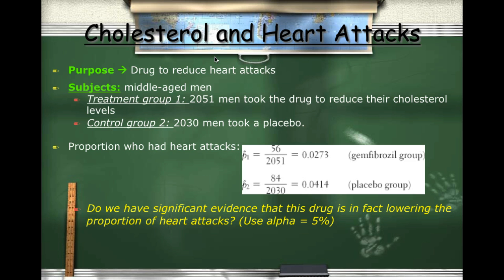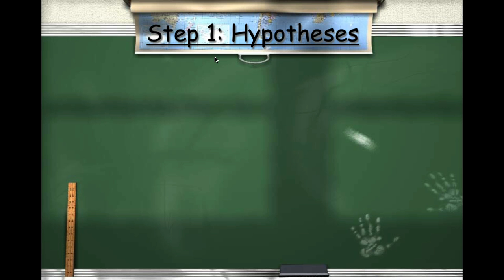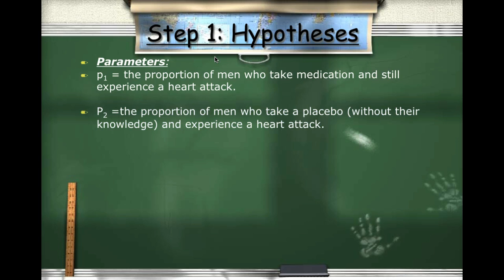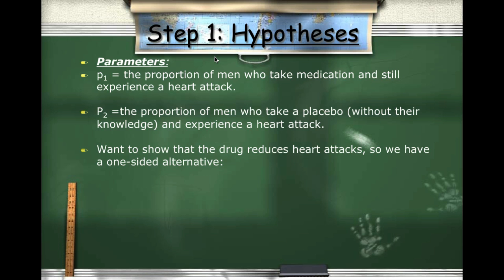The question here, though, is do we have significant evidence that this drug is in fact lowering the proportion of heart attacks? And note, we're going to use a significance level of 5%. My first step is my hypotheses, my population, and my parameter. I'm going to first define my parameters because I need to get those straight before I try to write my hypotheses. I'm going to let p1 be the proportion of men who take medication and still experience a heart attack, and p2 is the proportion of men who take a placebo and experience a heart attack, so without the medication. We want to show that the drug reduces heart attacks, so we have a one-sided alternative.